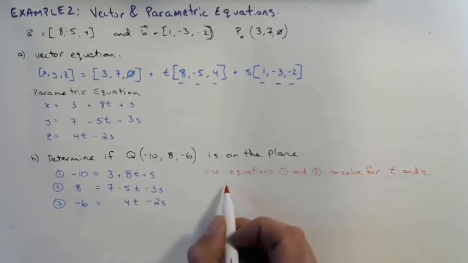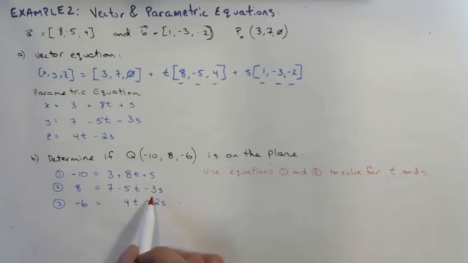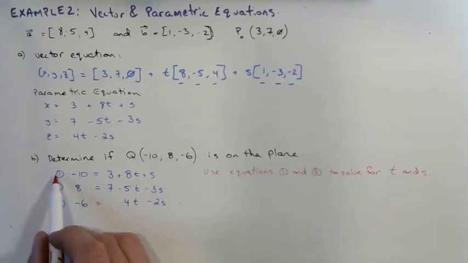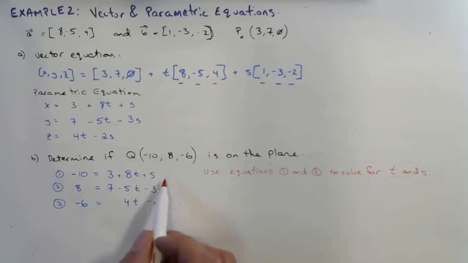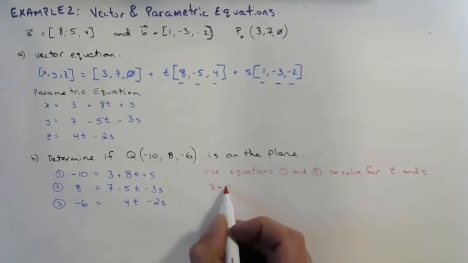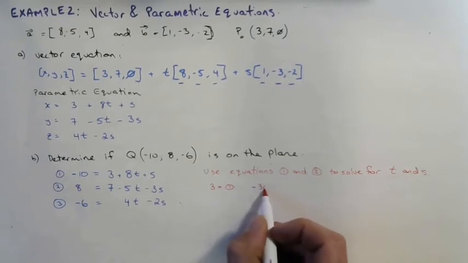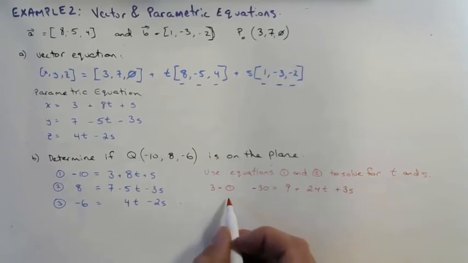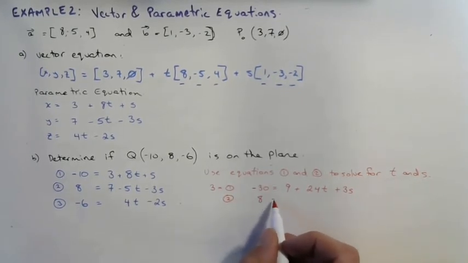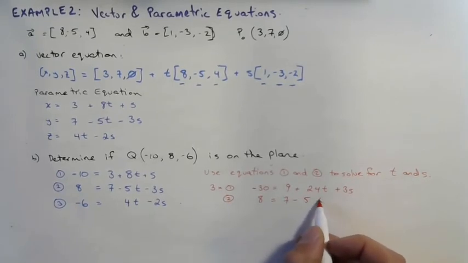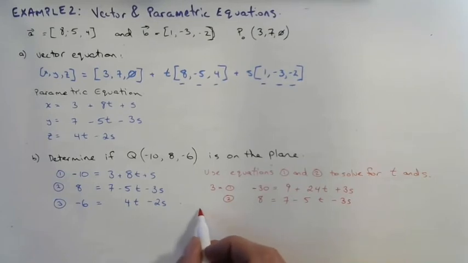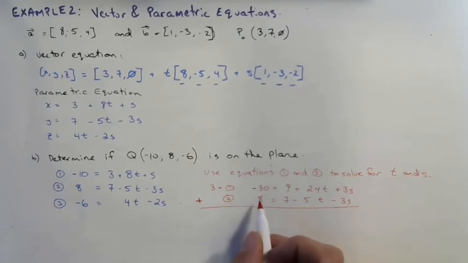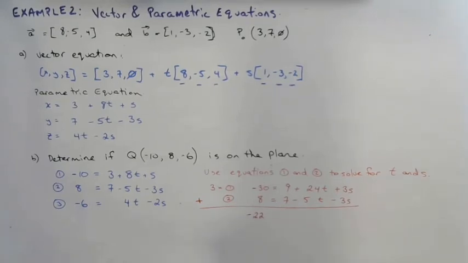In order to substitute or eliminate, I want to multiply equation 1 by 3 so that I have 3 s's and negative 3 s's here, and then I can eliminate my s's. Okay, so I'm going to go 3 times equation 1. That's going to give me negative 30 equals 9 plus 24t plus 3s. I'm going to copy down equation 2 just as it is. 8 equals 7 minus 5t minus 3s. Now I can add these because I have opposite signs here. So I'm going to add. So I've got negative 30 plus 8. That's going to be negative 22.